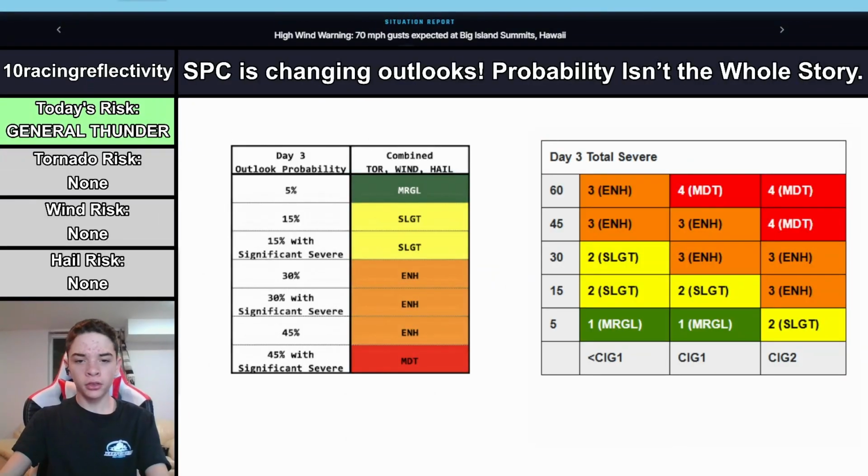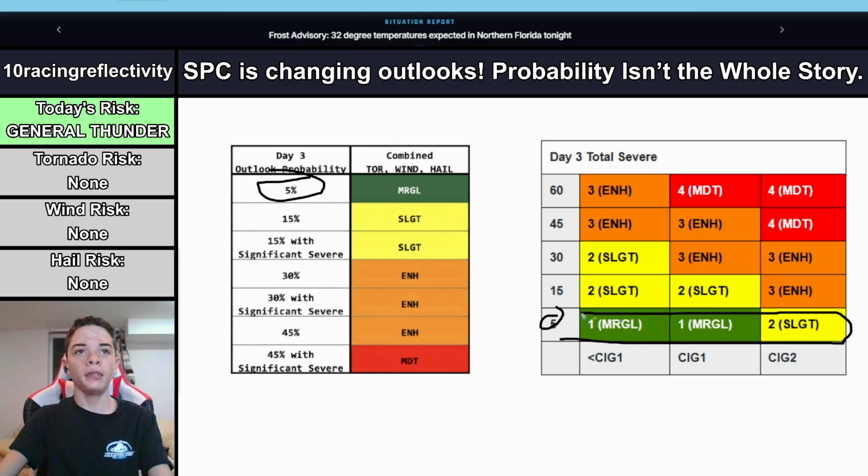Finally, we've got the day 3 outlook probabilities. I'm going to break this one down a little bit more as I do have the older one up here as well. For 5%, we've got marginal for significant 1, but you can get a slight with significant 2. It used to be, or it currently is, you can only get a marginal with this. So there is a possibility you can get a slight with that.